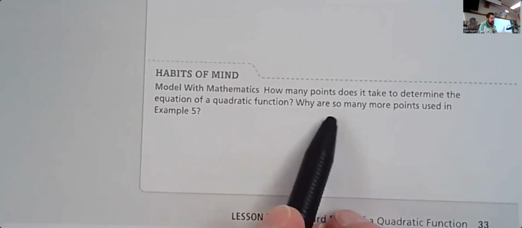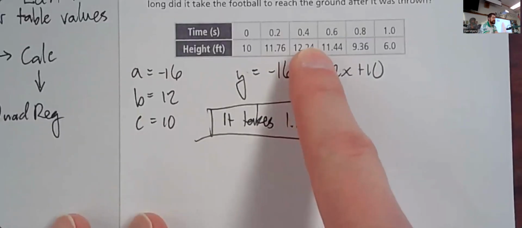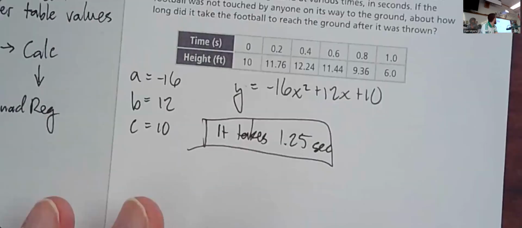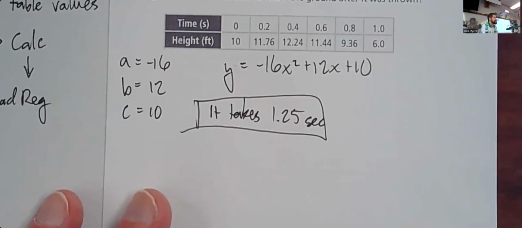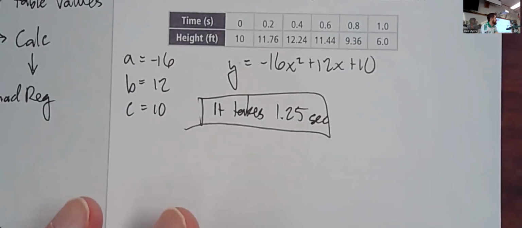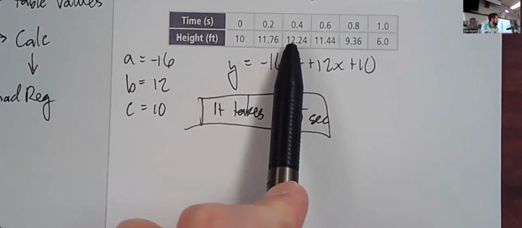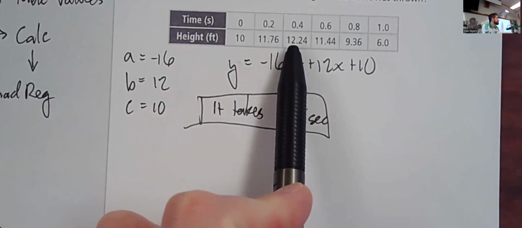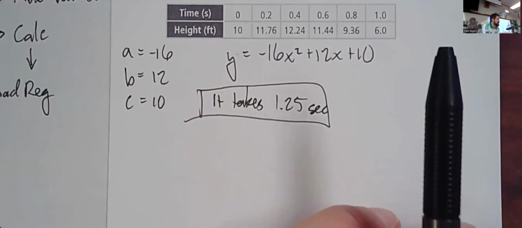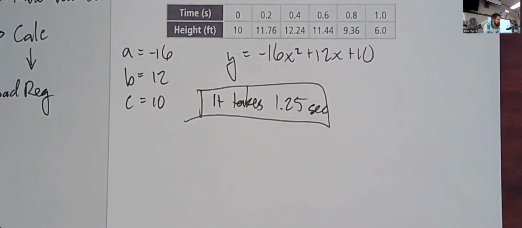Why do you think there were so many more points used in the table on problem number 5? Why was there so much more information here than just 3 points? Why do you think? Any thoughts on that? No? Right. That's okay.